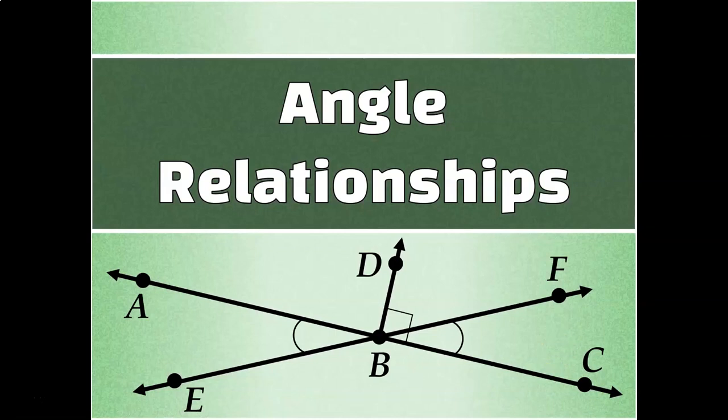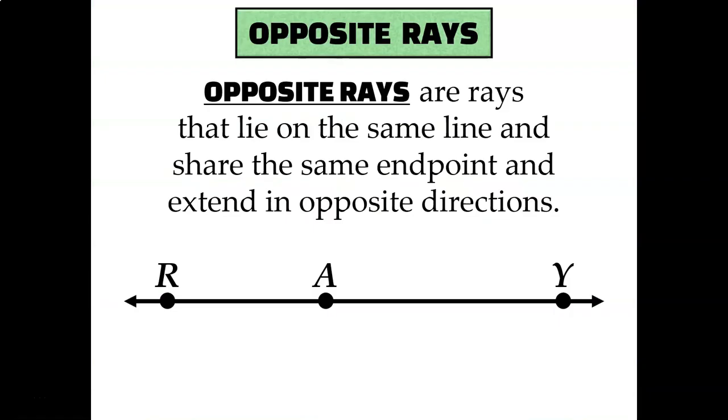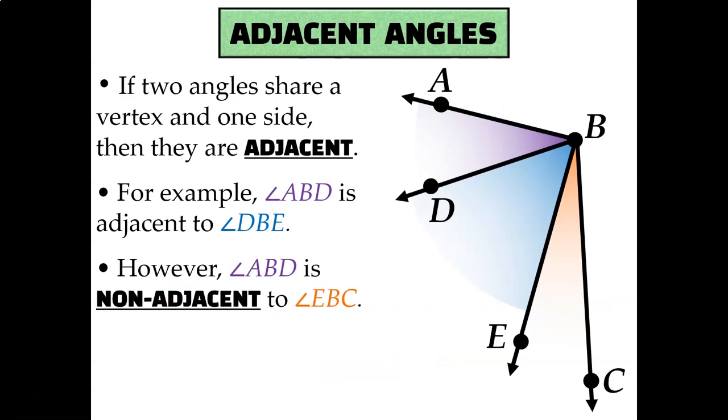Let's talk about angle relationships. Some angles are built off of opposite rays, which are just rays that have the same endpoint but head in opposite directions, like ray AR and ray AY in this diagram. Some angles are adjacent, like angle ABD and angle DBE, which means they share a vertex and a side. Some angles are non-adjacent, like angle ABD and angle EBC, which only share a vertex but no side.